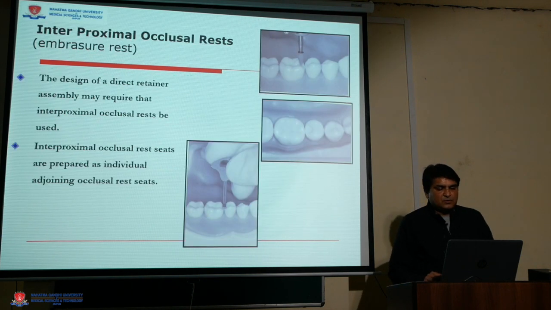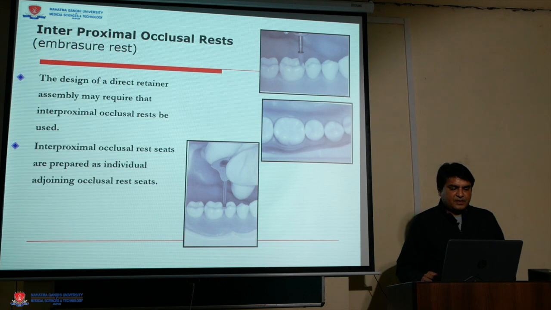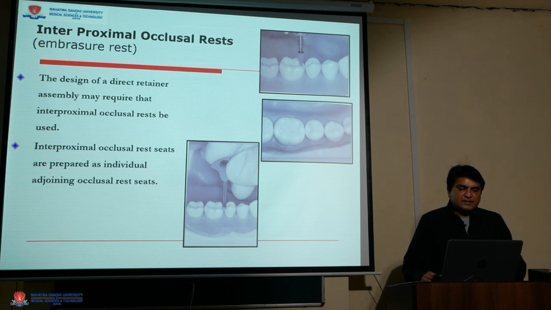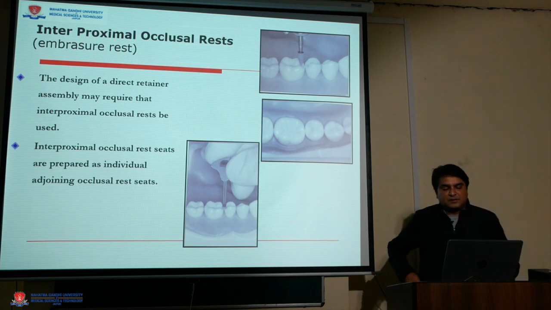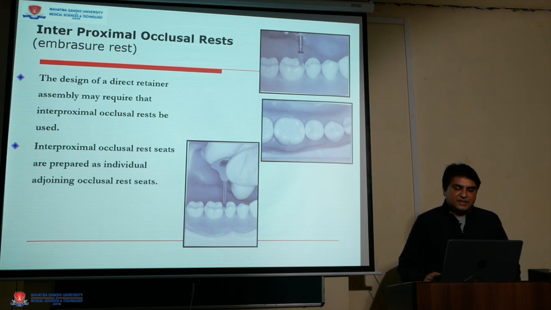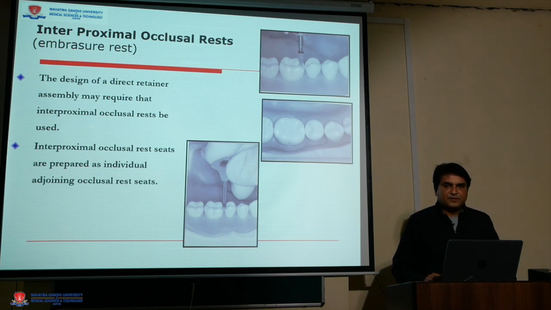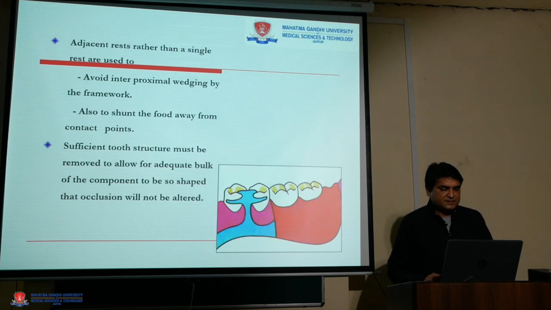And interproximal occlusal rest or embrasure rest can be prepared. The design of the direct retainer assembly may require that interproximal occlusal rest be used. Interproximal occlusal rest seats are prepared as individual rest seats adjoining the occlusal rest seats. These are different forms of occlusal rest seats. Embrasure rest.